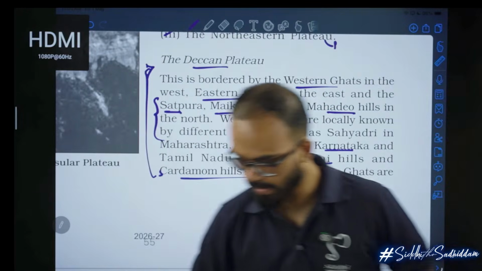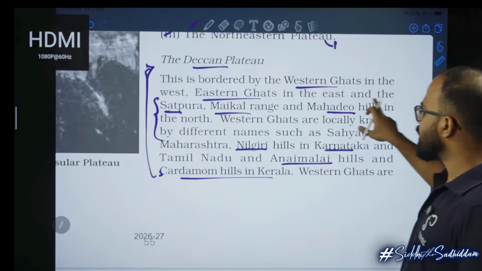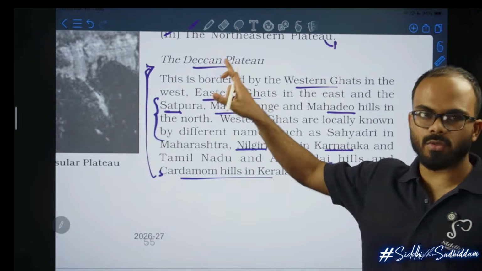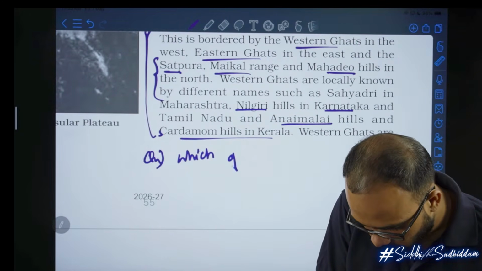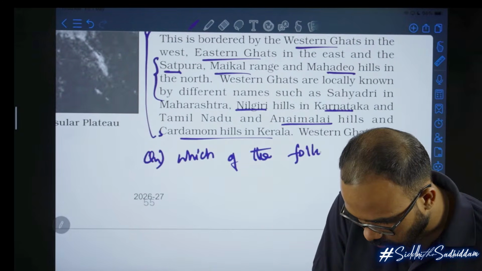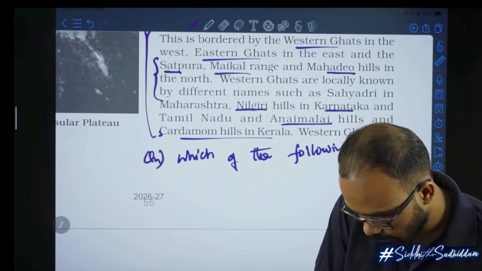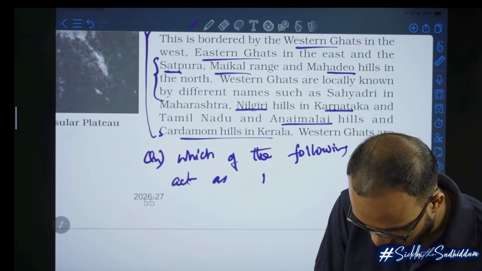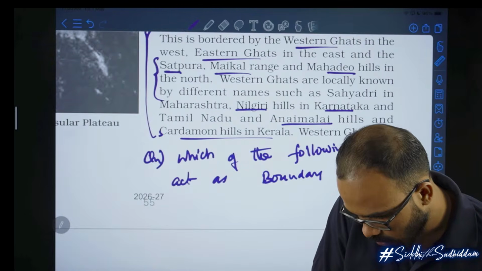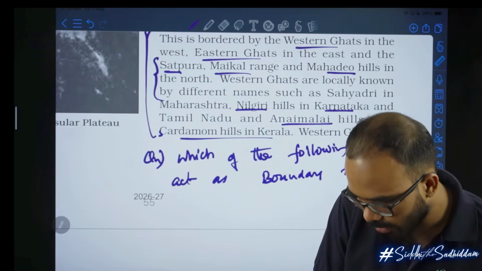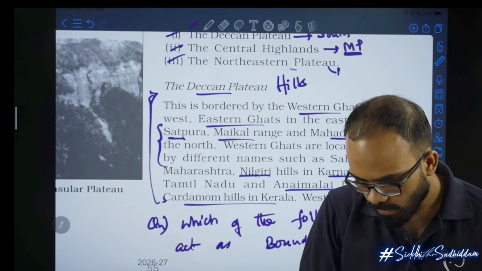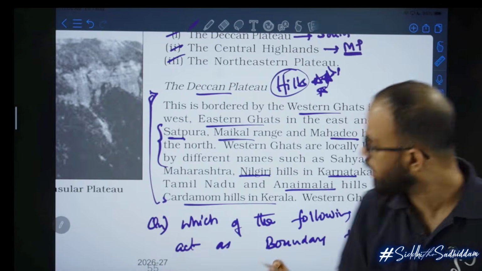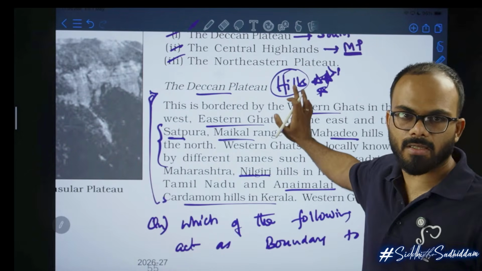Right. So from this part, the hills that are there, they can simply ask you which of the following hills act as boundary to Deccan Plateau. These kind of questions, they can form multi-statement questions on this. Hills is very important. Hills part is extremely important. There can be questions on this.